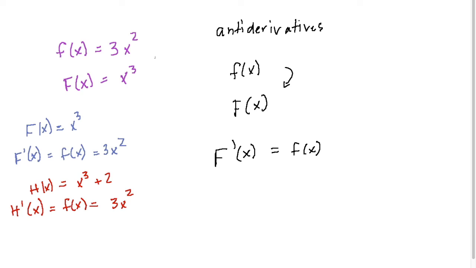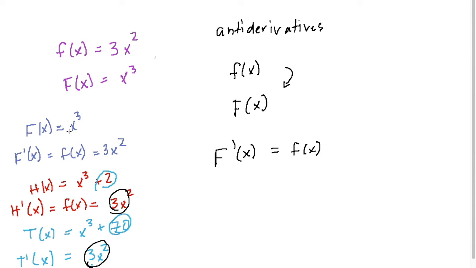Let's try one more. Let's say we have some third function, capital T of x. And this function is equal to x cubed plus 70. Take the derivative of that, and you're still just going to get 3x squared. So I guess what I'm trying to say is you can never be quite sure about the antiderivative. Because when you go up, there's a possibility that there's a constant just added on the end, and then when you take its derivative, you're always going to end up with the same thing. This function has a derivative of 3x squared. This function also has a derivative of 3x squared. And the function that we thought it would be also has a derivative of 3x squared.